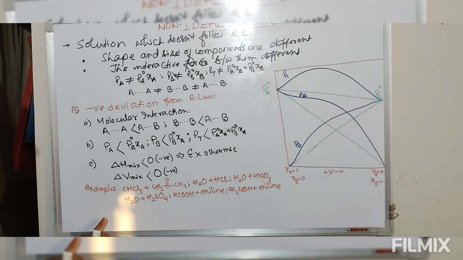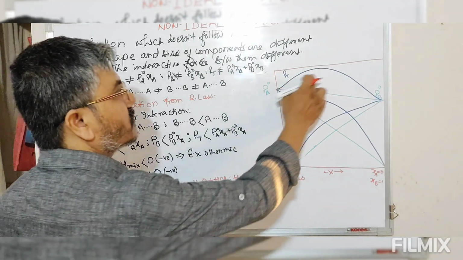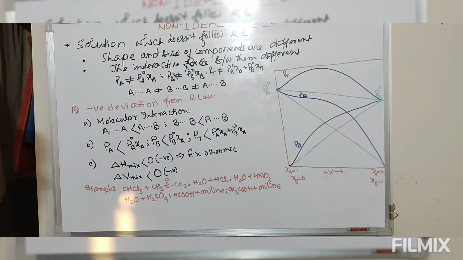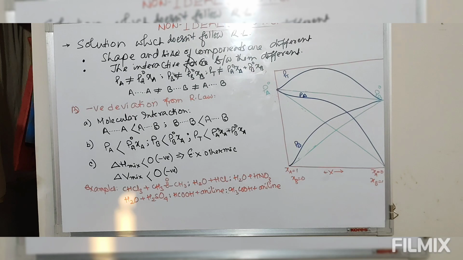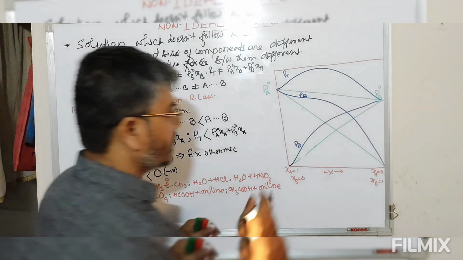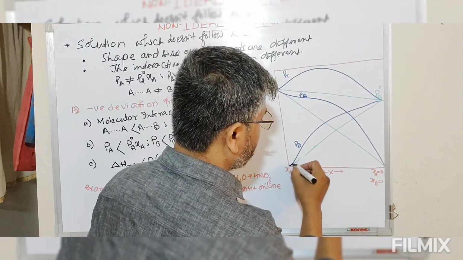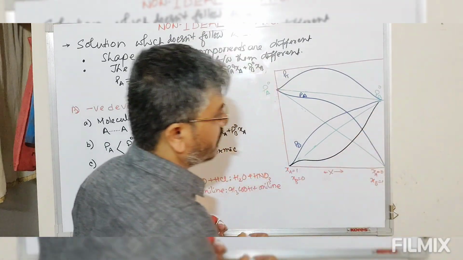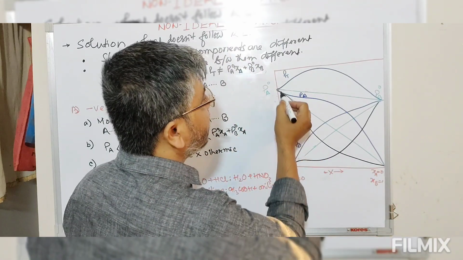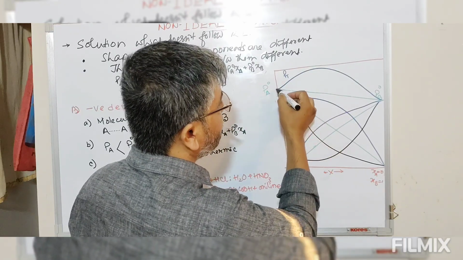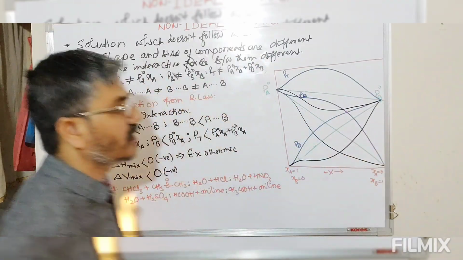Then this is showing negative deviation. So this is for positive deviation. Now for negative deviation, each of these components has values less than the one predicted from the ideal value. So look at this, for negative deviation, this PB is less than the ideal value. Similarly, PA is also less than the ideal value, and the total pressure will also be less than the ideal.